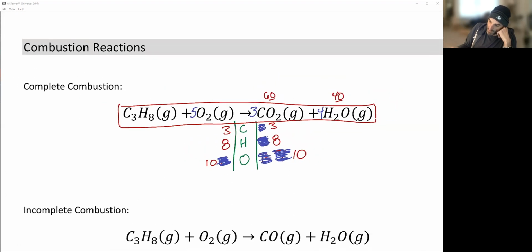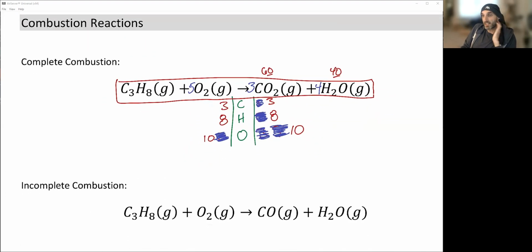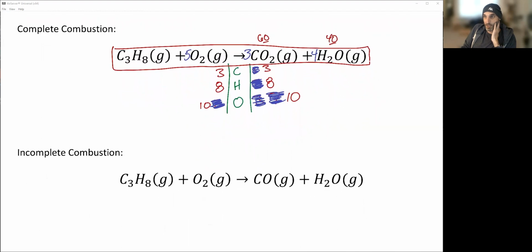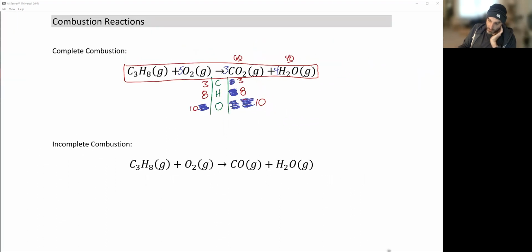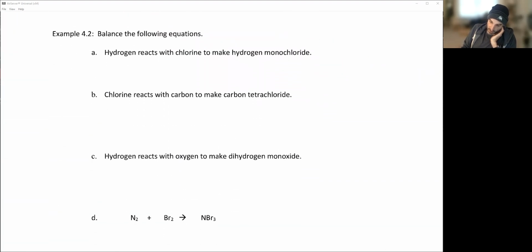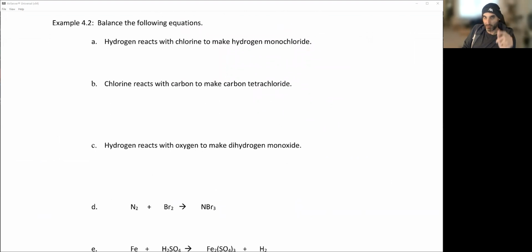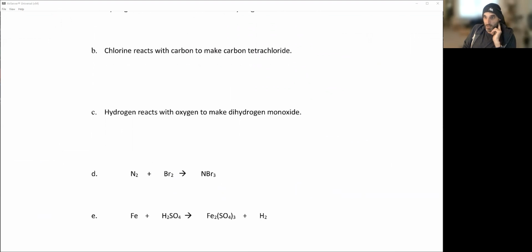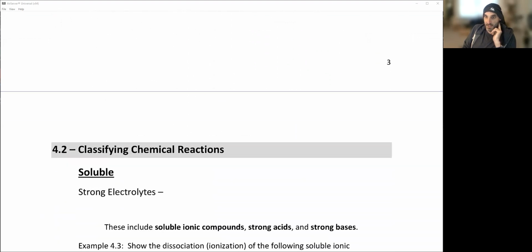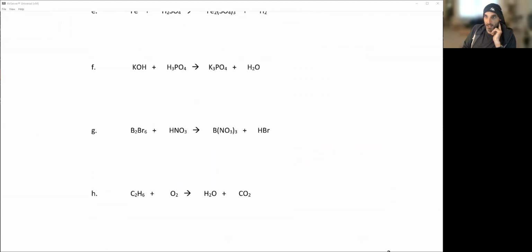Good. So that's that. Do the incomplete combustion one. Give this a try. We're going to go over this in class. I think that's pretty much it for balancing. We're going to do these examples in class. By the way, I changed examples so they're like 4.1, 4.2, just so we know what chapter they're from. So balance all of these, and we'll get into classifying chemical reactions next time.